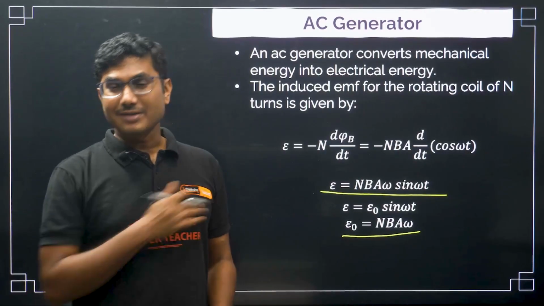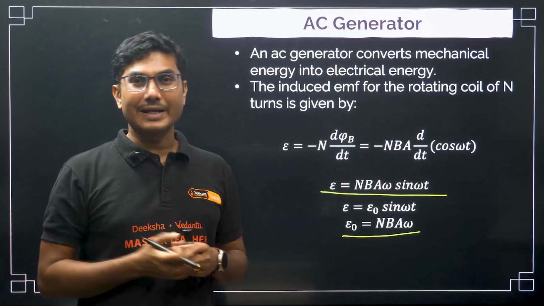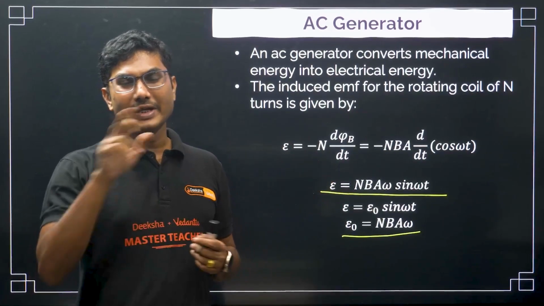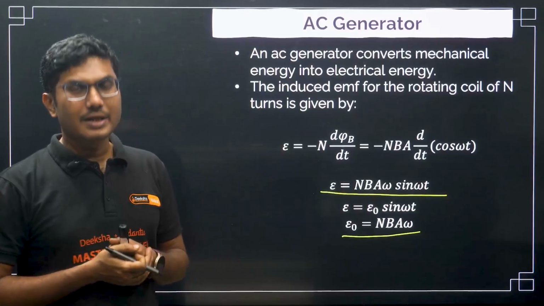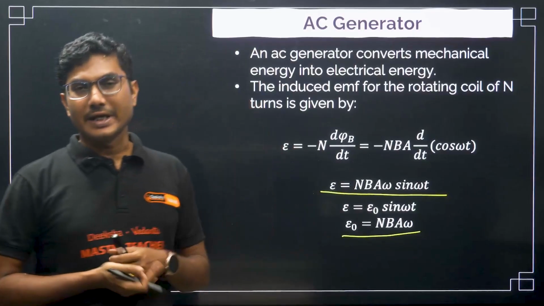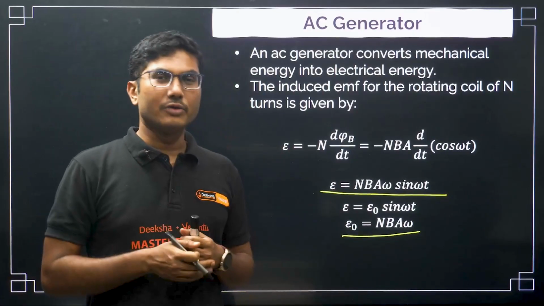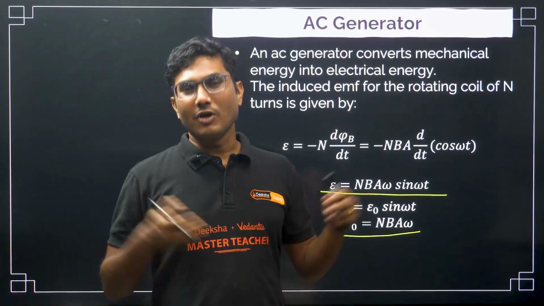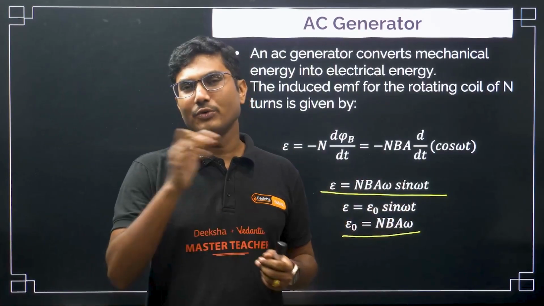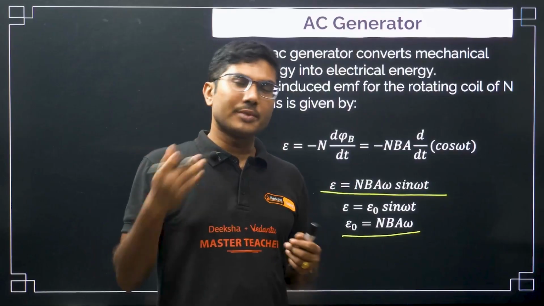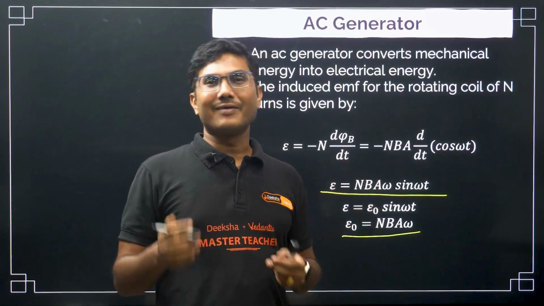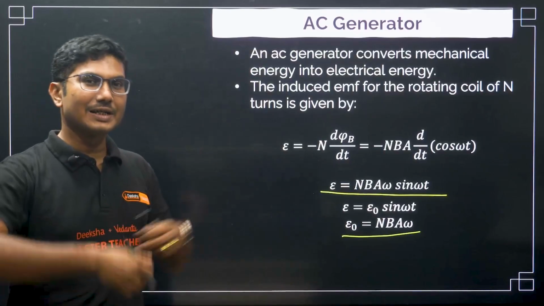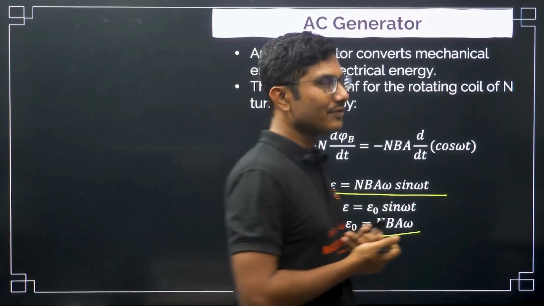In the last chapter we read that if you have a current carrying coil and keep it inside a magnetic field, it will experience a torque, right? Here you are using the opposite case. We are rotating the coil, which means you are applying a torque to it, and because the magnetic field is already present, because of the motion of the coil, it will have an induced current in it, and that induced current is what we are using everywhere in our life.